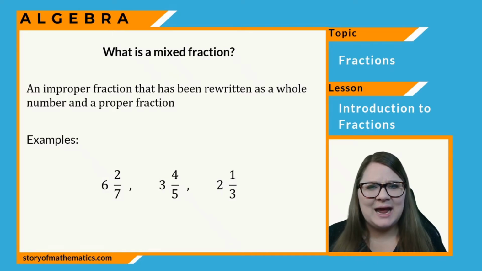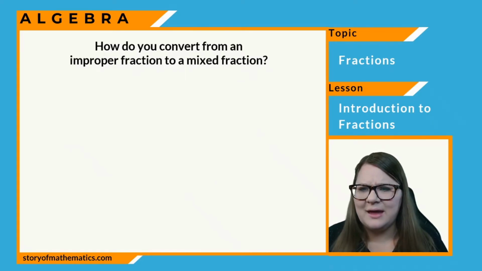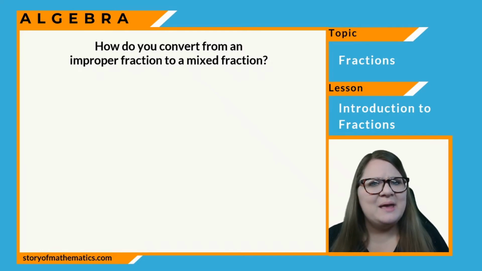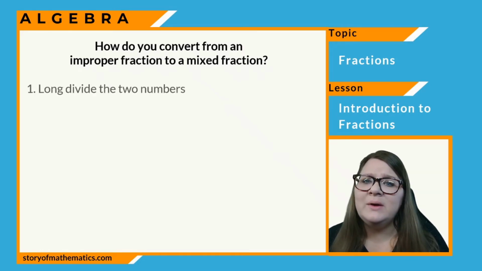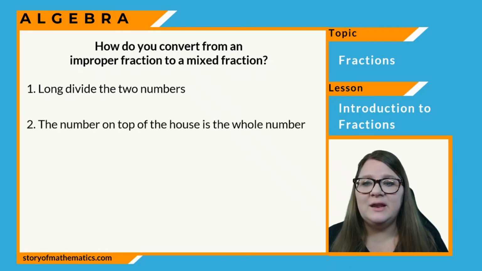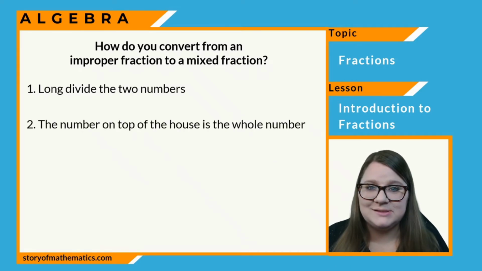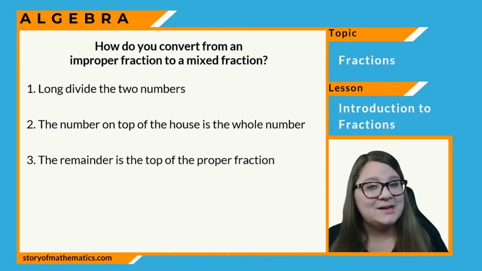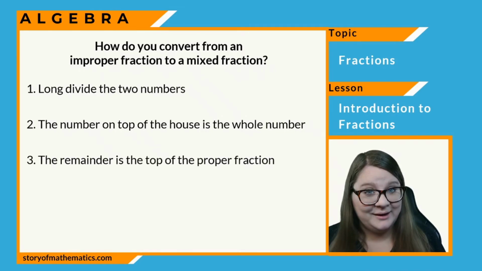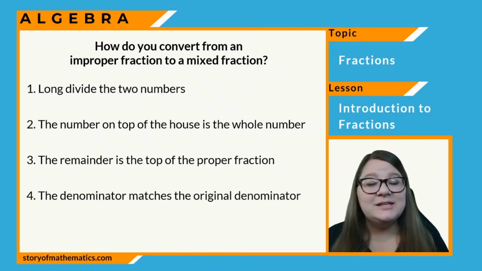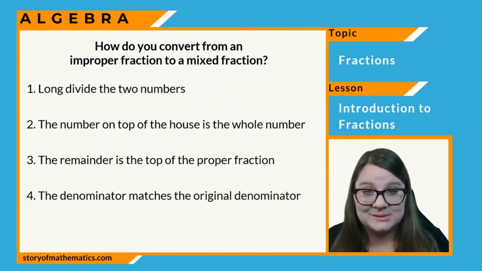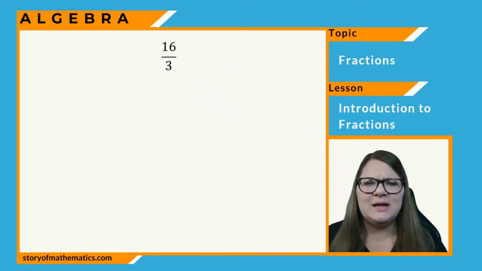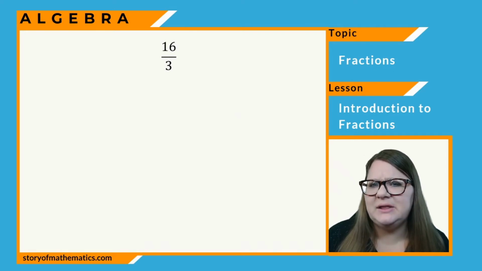Now, the biggest thing that I get questions about is, well, how do you go then from an improper fraction to a mixed fraction? Well, what you're going to do is long divide the two numbers, all right? Then the number on the top of the house is the whole number. The remainder is going to be the top or numerator of the proper fraction, and the denominator will match the original denominator. So let's take a look at this first example, 16/3.